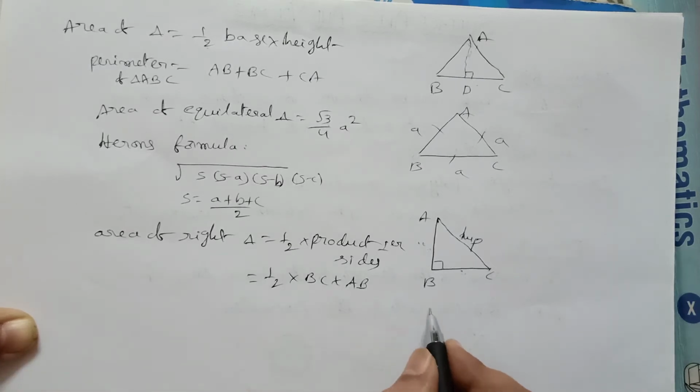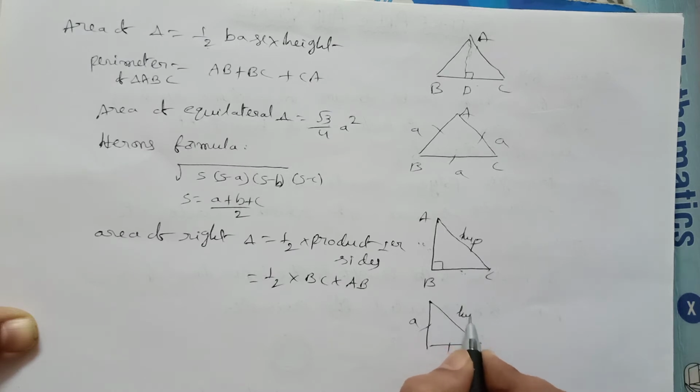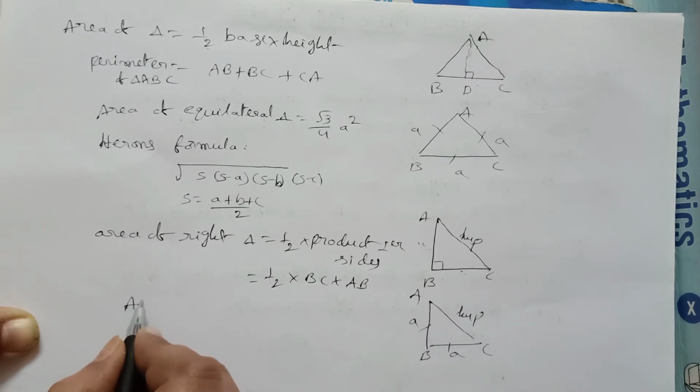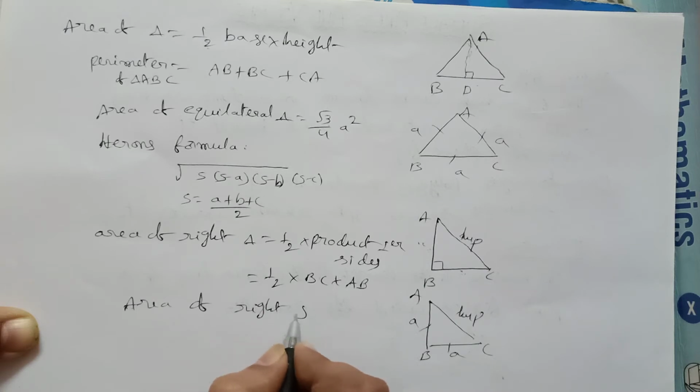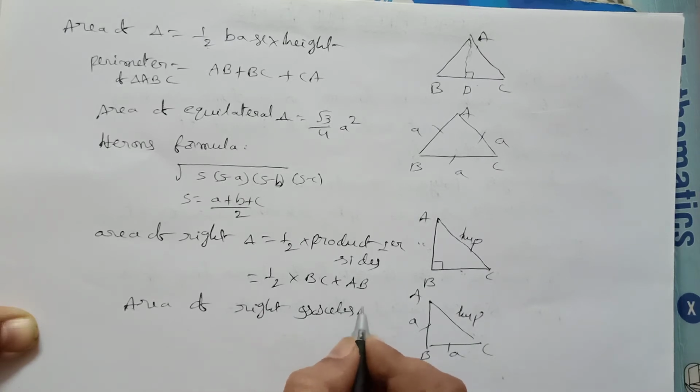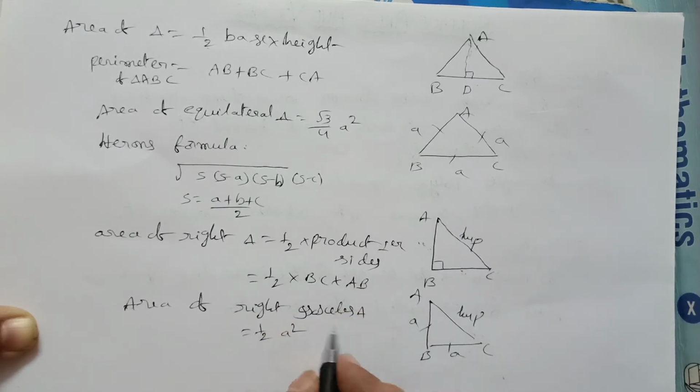If you consider right isosceles, it means these two sides are equal. Suppose if it is A units, this is also A units. This is the hypotenuse. Here the perpendicular sides are A and A. So area of right isosceles triangle is equal to half into A square. Areas are square units.